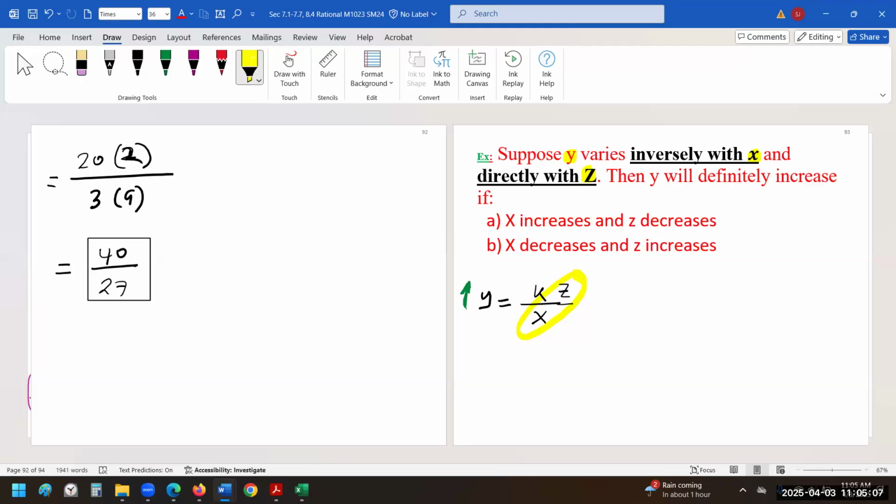Let's see them individually. If you want, so we have y equals kz. If you want y to go up, that means z has to go up or down? Which one? Definitely up. Because when you multiply something with a number, if you increase this number, that number will increase. So if you want to increase your y, your z must also increase.